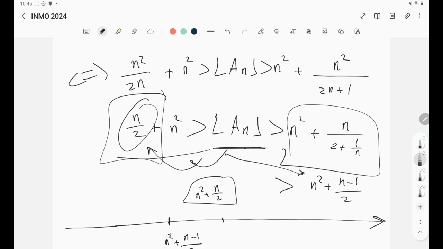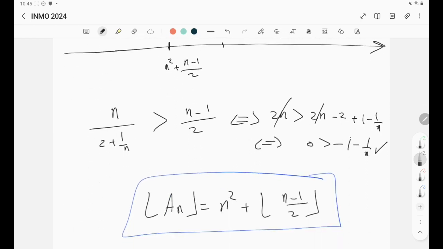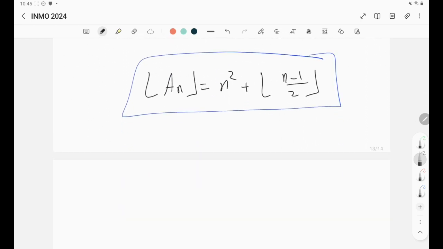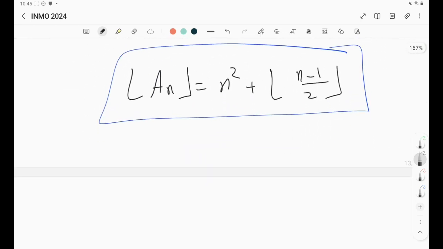That's our point. And if it was not even, if it was odd, then this thing is not an integer, and hence this thing is going to be an integer. So an is going to be also, the floor of it is going to be exactly equal to this. In both ways, we just get that the floor of an is just going to be equal to this. Of course, now we can do the same thing for floor of bn.